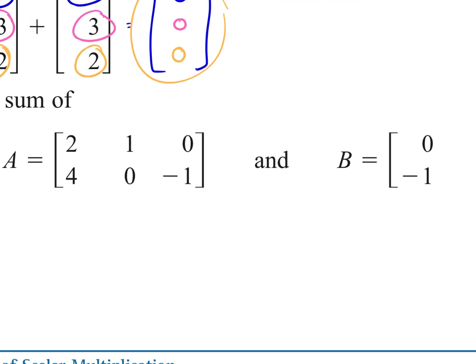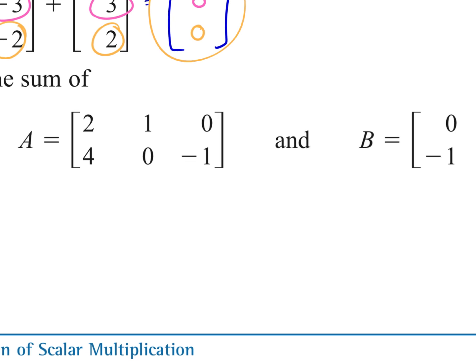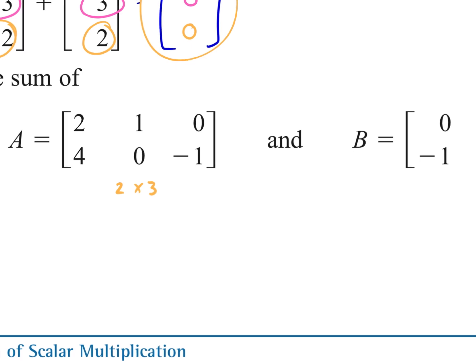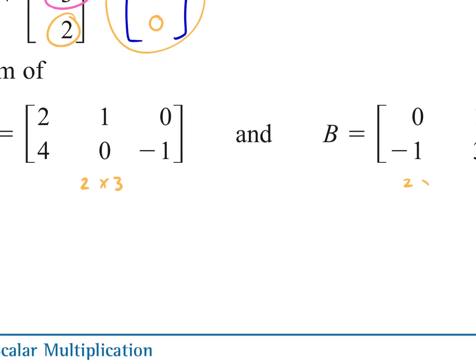What about C? What are the dimensions of A here? A 2 by 3, we've got 2 rows and 3 columns. What are the dimensions of B? A 2 by 2. Can I add a 2 by 3 with a 2 by 2? No, so we cannot combine them together. So can't add.